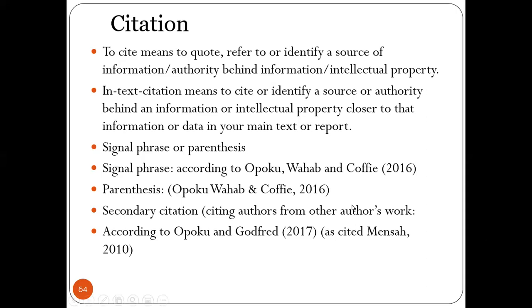So citation means to quote, to refer, or to identify a source of information, the authority behind the information, and the intellectual property. Here we have the in-text citation. It means to cite or to identify a source of or authority behind information. We can cite in a signal phrase or parenthesis. The signal phrase is when you are using, for example, according to Opoku, Wahab and Kofi, 2016. That's the signal phrase. You can also present information, and at the end you bring those authors in a bracket like this. We call it parenthesis. So Opoku, Wahab, and Kofi, 2016.